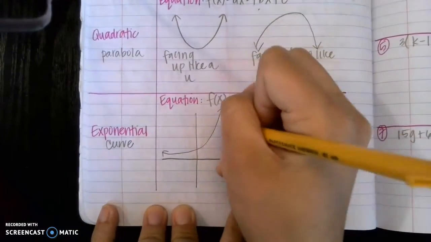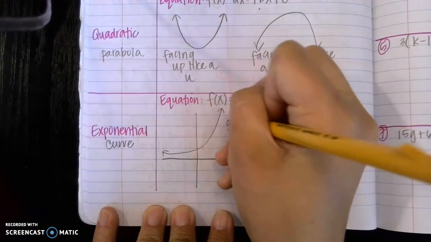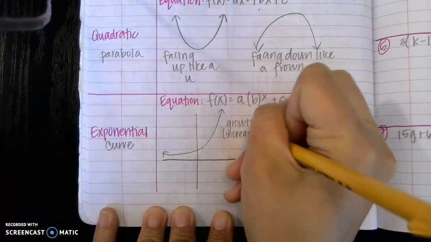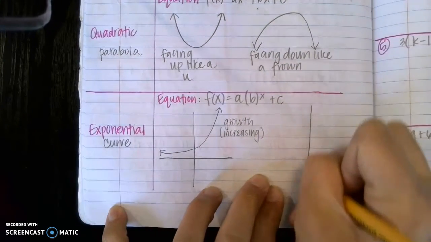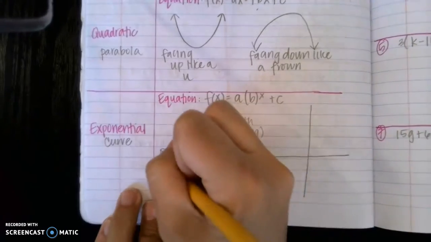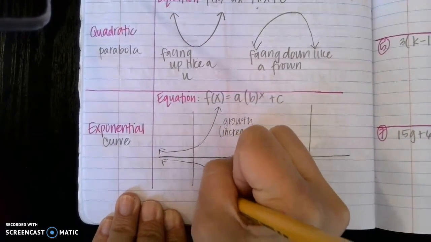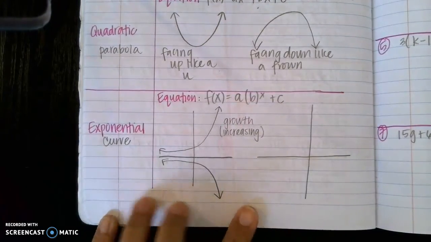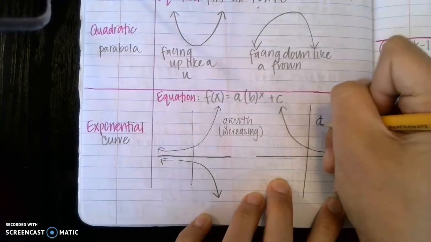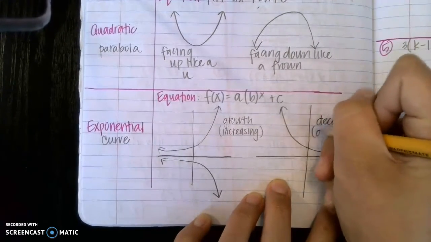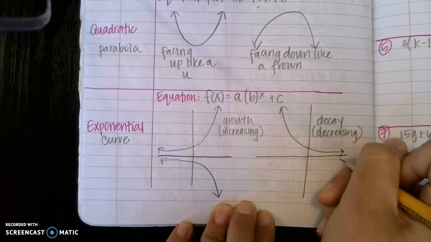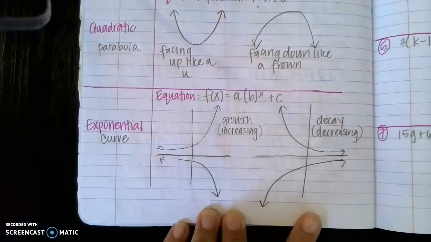This would represent an equation of growth because this is increasing from left to right, very similar to a positive slope. And then the other way that we've learned about, we can also have it like this as well. This would still be an exponential growth equation. And then we could have this way, which would be decay or decreasing. D for decay, D for decreasing. And it can also be shaped like that.